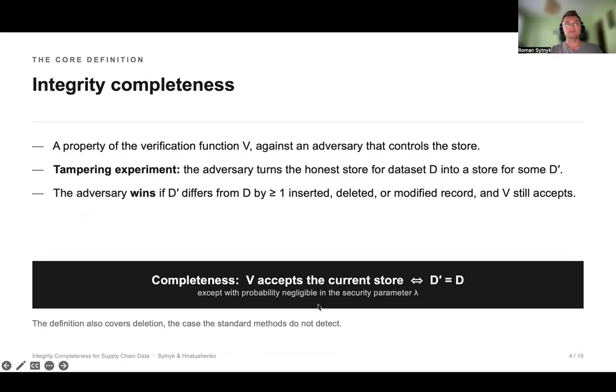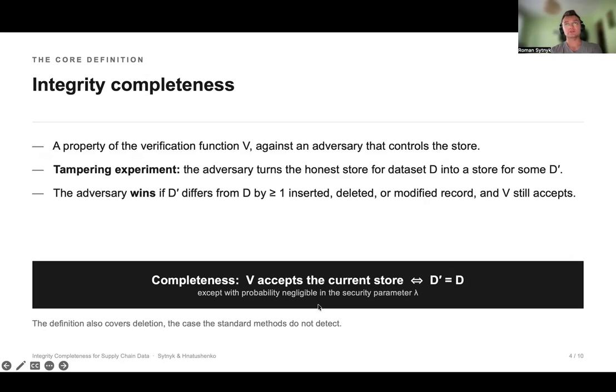And this leads to the central definition of the paper, the property of integrity completeness. We define it for the verification function V, which reads the store and outputs accept or reject. The definition uses a tampering experiment. The adversary receives the honest store for a dataset D, and it turns it into a store for some dataset D prime using the powers of its model. The adversary wins if D prime differs from D by at least one inserted, deleted, or modified record, and V still returns accept. The mechanism achieves integrity completeness if the adversary wins only with negligible probability.